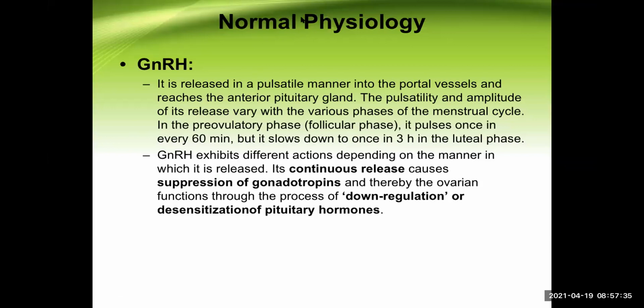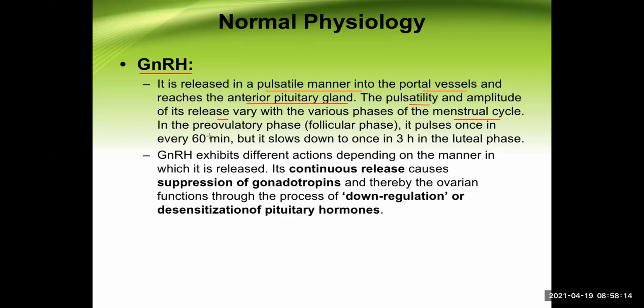A little bit more about this GnRH, because a lot of questions can be asked in your exam. Gonadotropin releasing hormone is released in a pulsatile manner into the portal vessels. So remember, this portal vessel is not the portal vein of the abdomen. It is the portal circulation which is present in the area between hypothalamus and anterior pituitary, or pituitary stalk, you can say. And it reaches the anterior pituitary gland. The pulsatility and amplitude of its release varies with the various phases of the menstrual cycle.